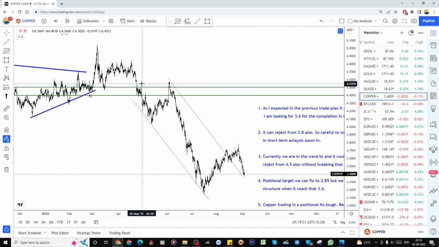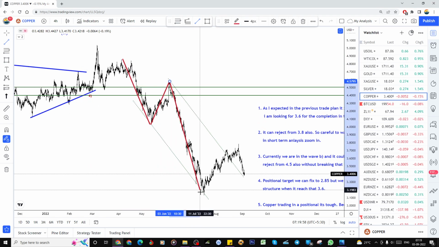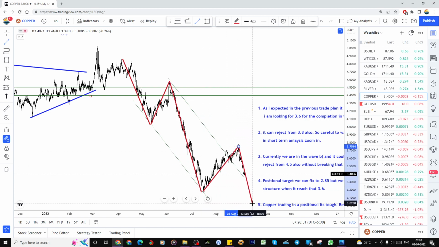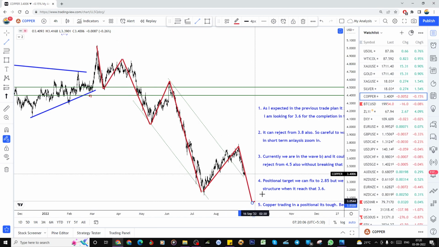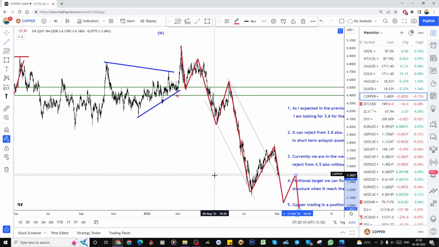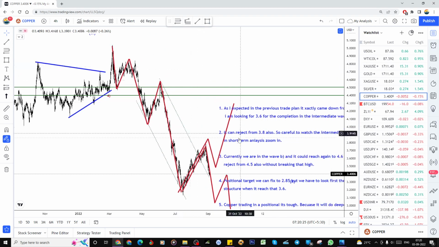Same. What we did: 1 2 3 4 5. After this is the 1, this is the 2 3 4 and 5. This is the bigger picture. But in case this is the one, A B C, a B, and C. So if this is the flat correction, we can expect this also. I explained this last week.